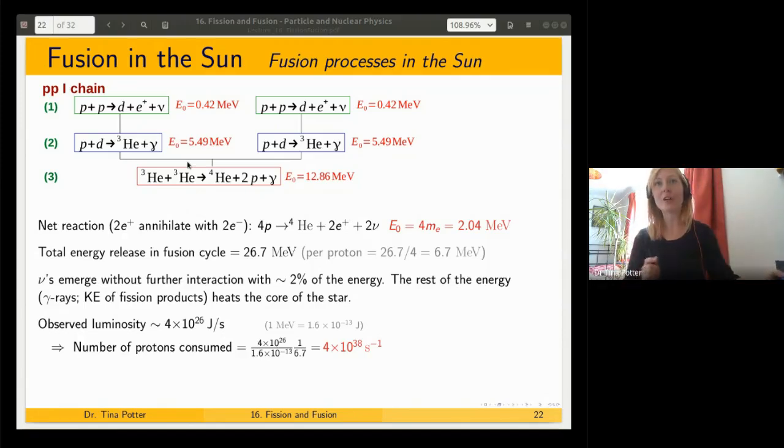Now, finally, to create helium-4, we actually need two of these chains to happen, and two of these helium-3 nuclei to come together and fuse together into helium-4, and two protons are then kicked out and a photon. And the energy released there is huge, at almost 13 MeV.